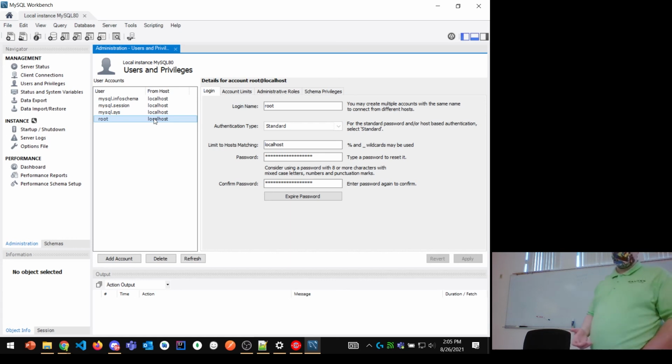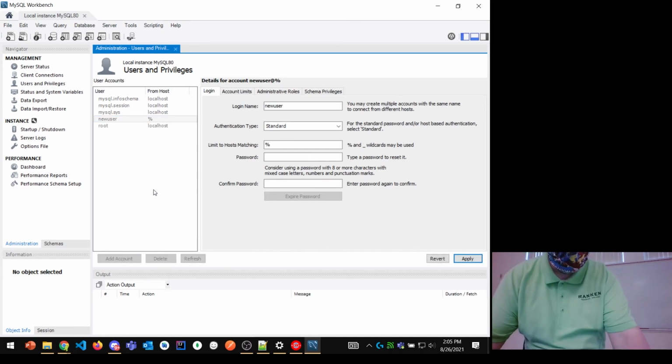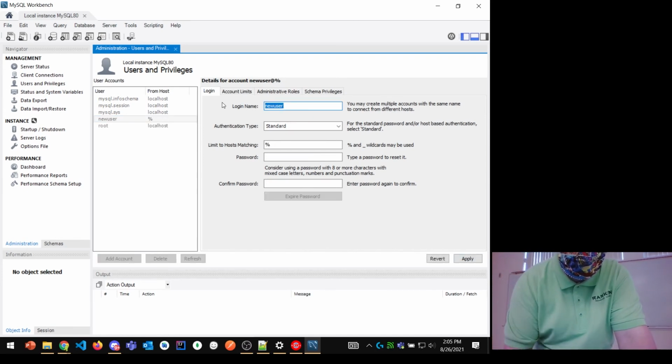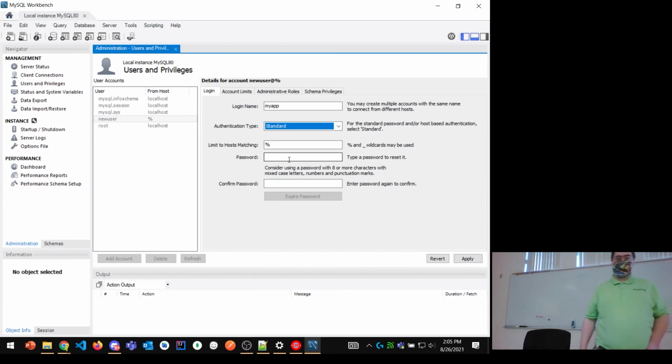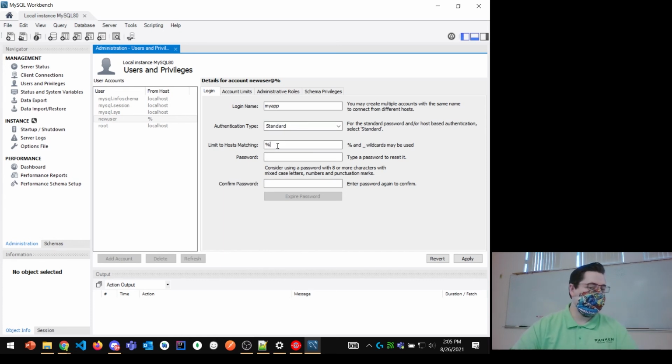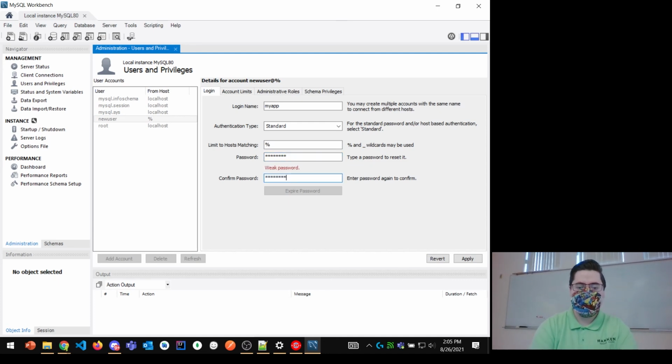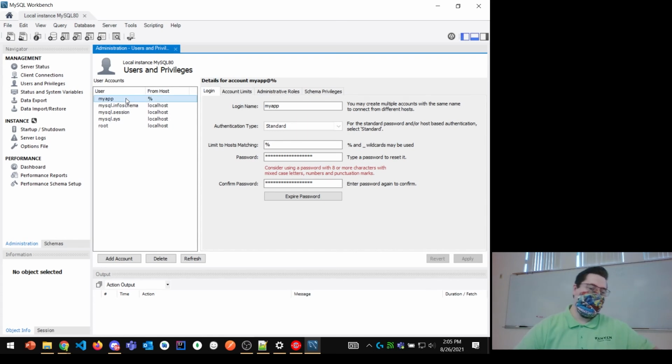Okay, so what we often need to do is add another account. So let's say, hey, this is my application, right? I might say this is my app. I might create a nice user here, call it my app. I can choose what kind of authentication. I'm going to leave it as standard. Limit to hosts matching. So it says, what host can you be on to connect to the database? And percent means anywhere. I can connect to this from anywhere. So I'm going to create my app. I'm going to pick a password. I'm going to confirm that password. Okay. And so if I hit apply now, you see I've now created my app user, right?